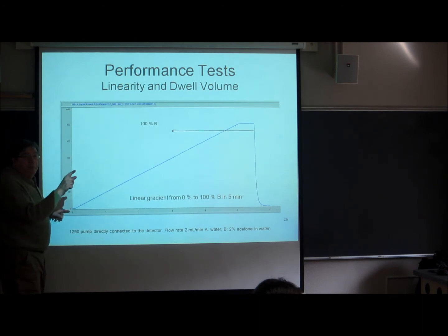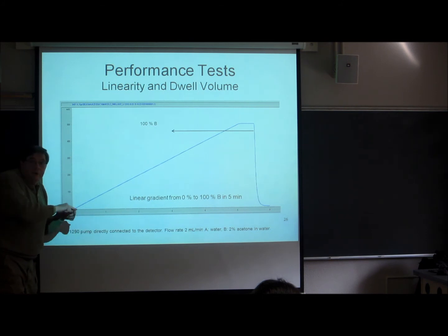It's from the distance from the mixer to the column, right? Oh yeah, but we take the column out for this. Sorry, I didn't say it. And we put a zero volume union in there. So we're just measuring the time through the system, right? We're looking at the rate of the pumping, so we don't care about the column. We're just taking the output and sending it to the detector.